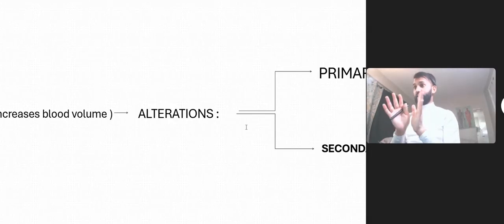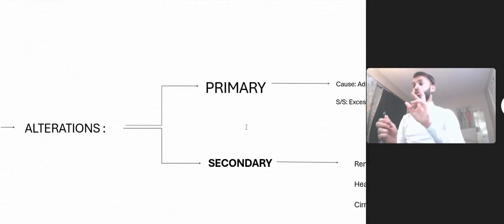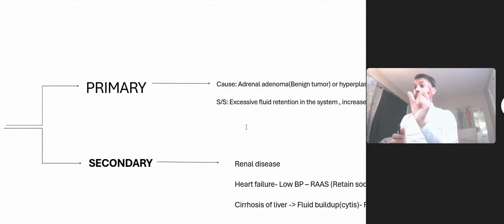There are two things that can happen with the alteration. With the alteration, we're talking about increasing the aldosterone level in the blood. You can have the primary alteration.